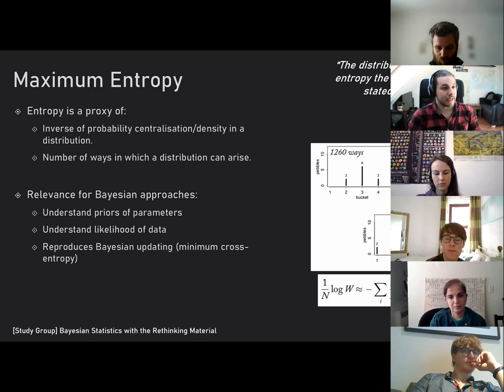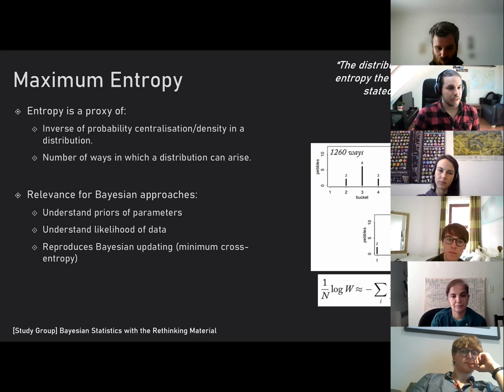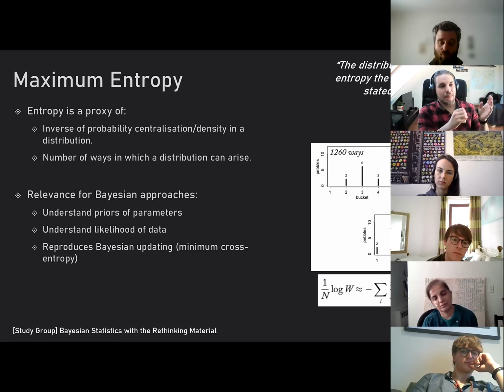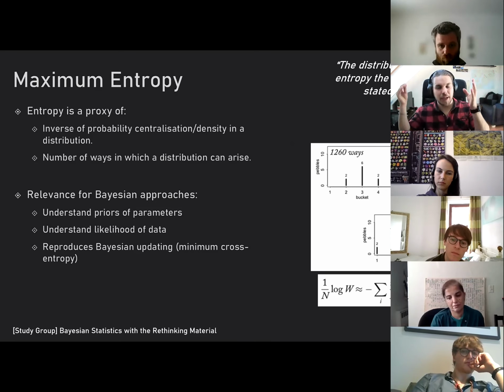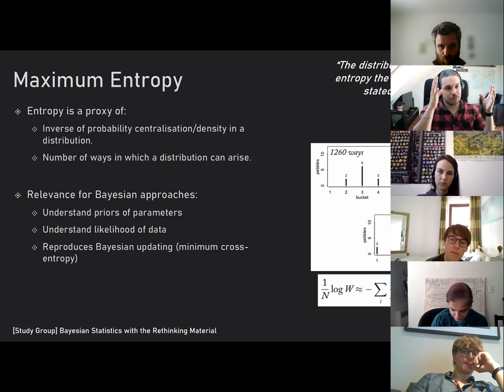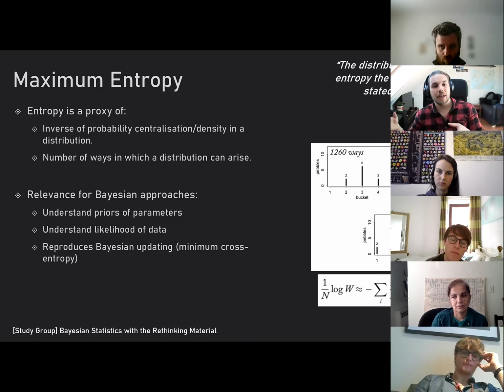It helps us to understand the likelihood of our data by looking at the entropy of the distributions in both our priors and the likelihood of the data that we assume. It also reproduces Bayesian updating with something called minimum cross entropy, where you try to find the best update to your previous distribution by keeping as much entropy in your remaining distribution. So when going from your prior with a certain entropy to your posterior with a certain entropy, you would want there to be as little change as possible with minimum cross entropy. And that's the updating step. Does that make sense?